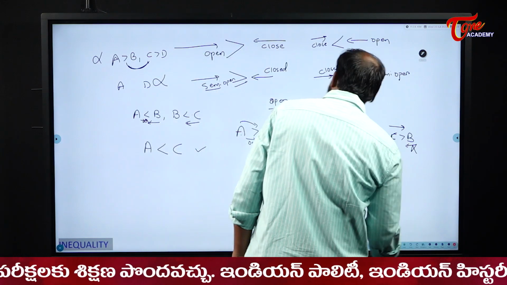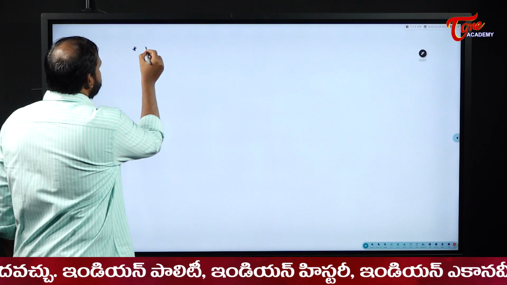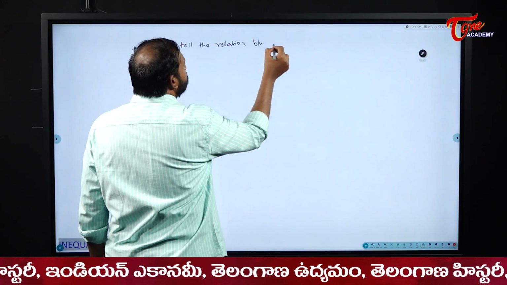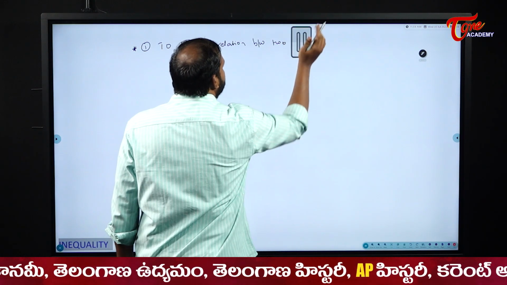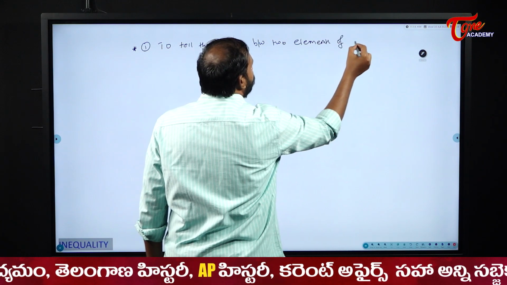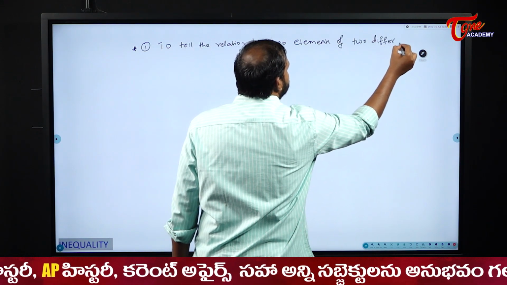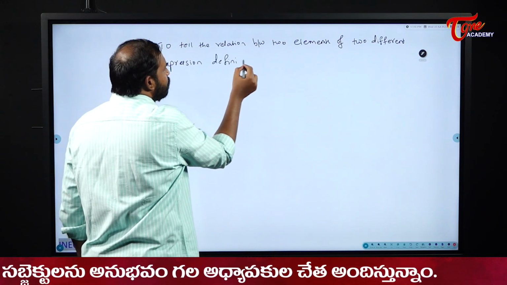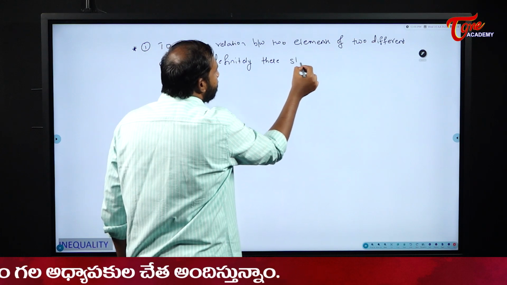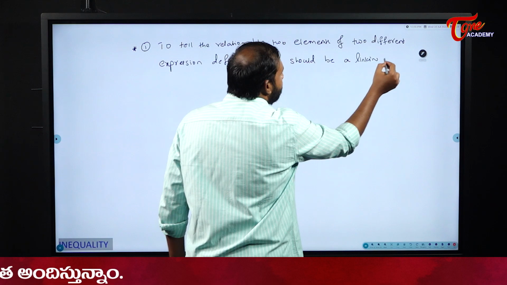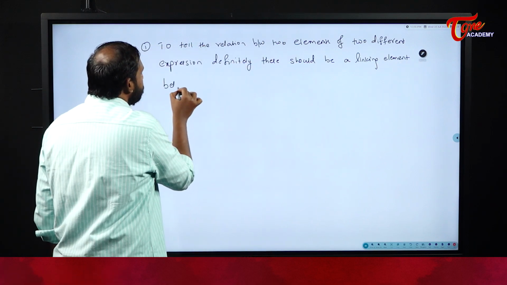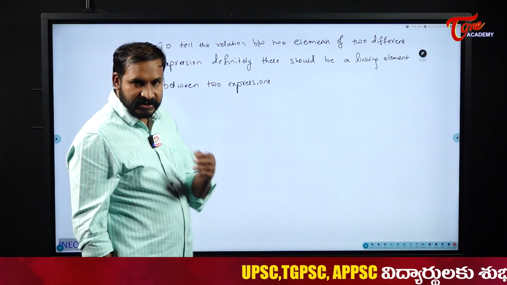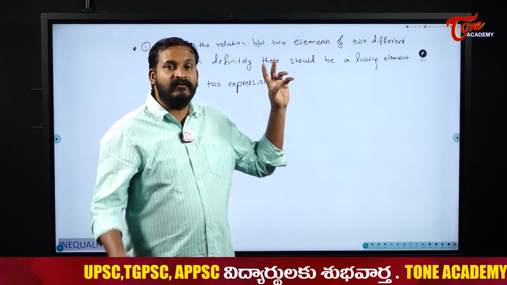Now, see here students, some golden rules which I want to discuss with you. First one is, to tell the relation between elements of two different expressions, definitely there should be a linking element between two expressions. Then only I can tell the relation between the elements of two different expressions.